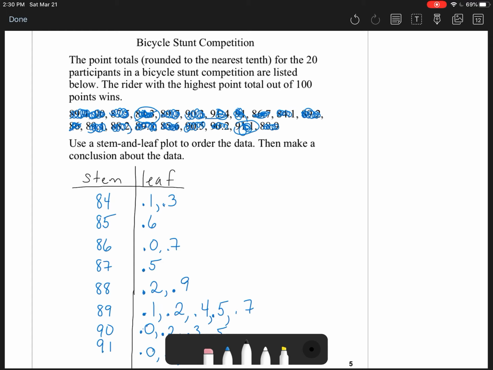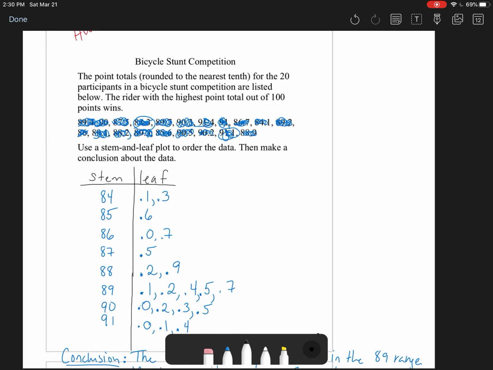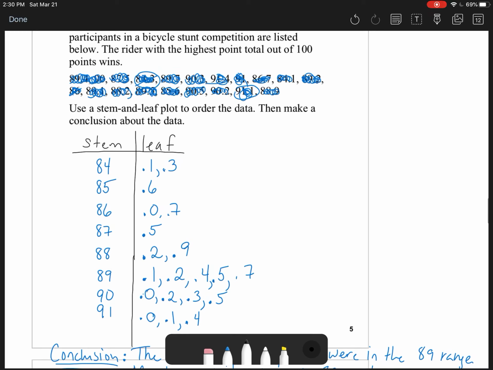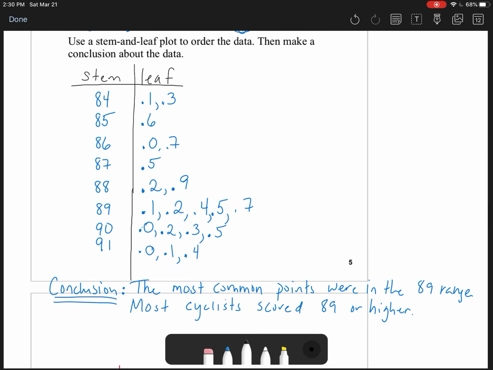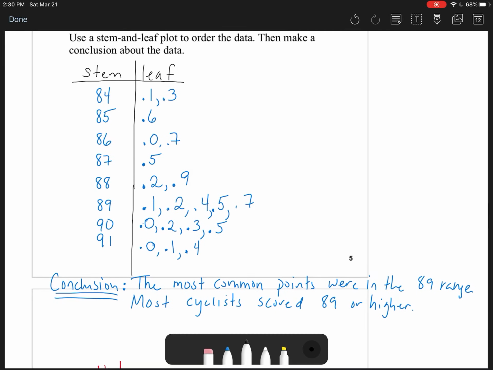All right. So for the bicycle stunt competition, this problem is just slightly different because it involves decimals. So we're going to do something just slightly different here. Notice instead of the stems standing for the tens place, it's actually standing for the tens and the ones, and the leaf column in this case stands for the decimal place. Just slightly different, but for the most part the same.